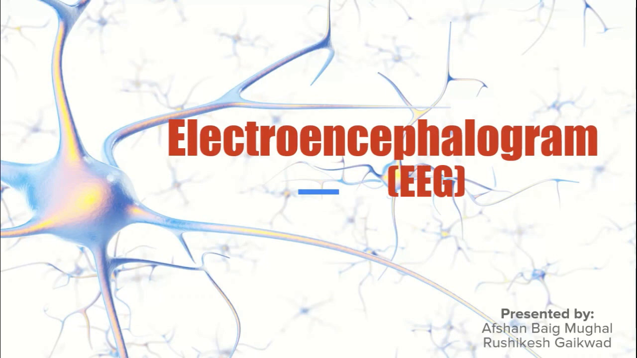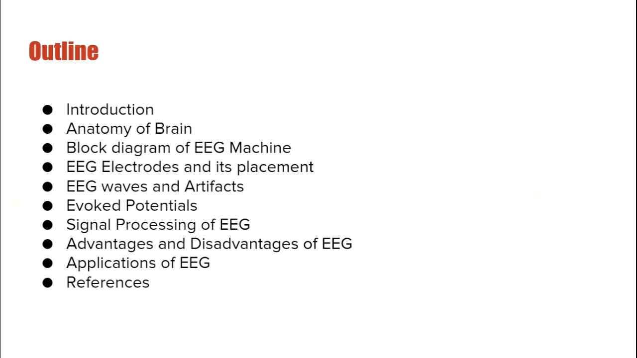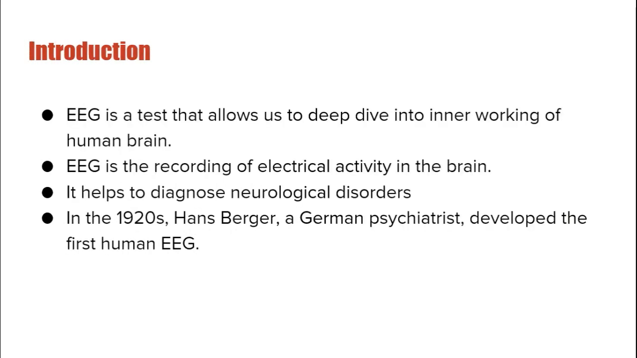Here we are giving a presentation on electroencephalogram, which is also called EEG. This is the outline of our presentation. It starts from the introduction part and goes with the basic EEG functions, its machines and its placement, following with the signal processing process, advantages, disadvantages, and application part. So, let's start with the introduction part.